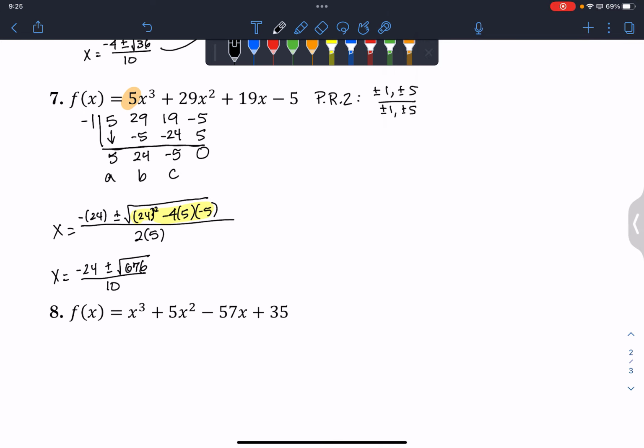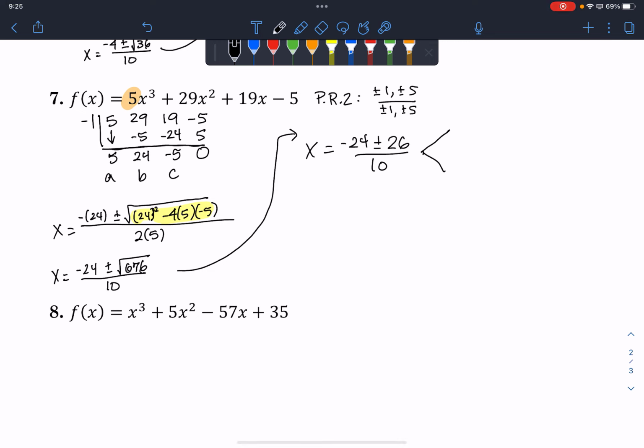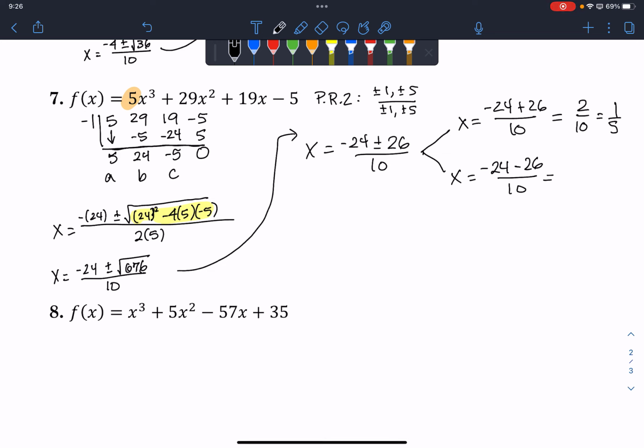So then we move this out of the way, and let's continue over here. We have that x is equal to -24 plus or minus 26 divided by 10. And again, we have two possibilities. x equals -24 plus 26 divided by 10, which is 2 over 10, which again reduces to 1/5. And then we have -24 minus 26 divided by 10, which adds up to -50 divided by 10, which is -5.